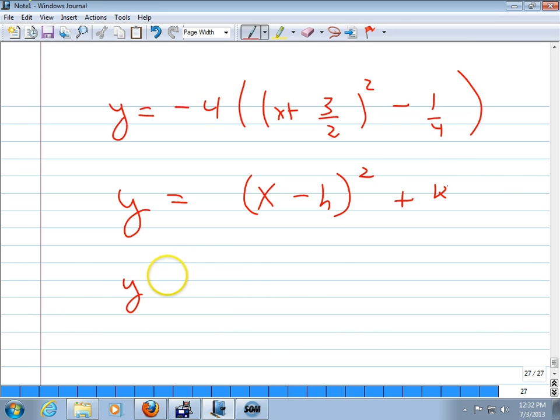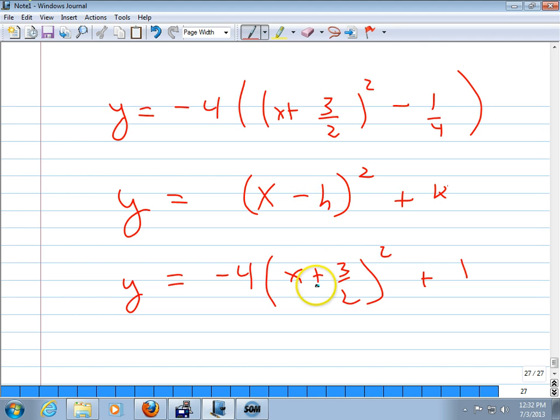All right, now I get negative 4 times the quantity x plus 3/2 squared. But what's negative 4 times negative 1/4? Positive 1, isn't it? Because 1/4 of a 4 is a 1, and a negative times a negative is a positive. So what's k? It's 1. And what's h? Careful.